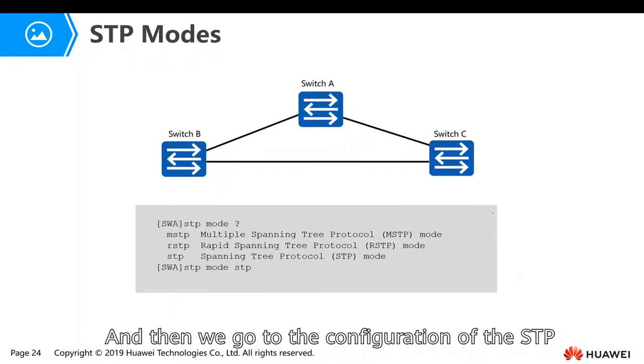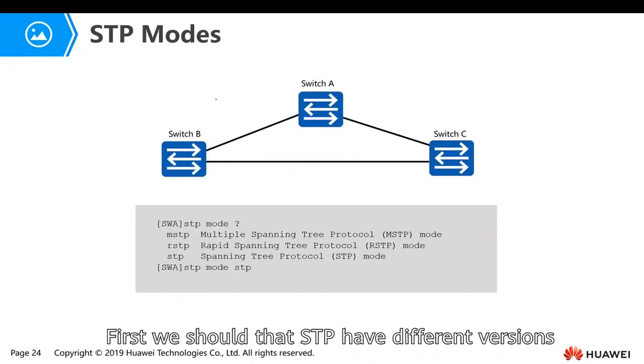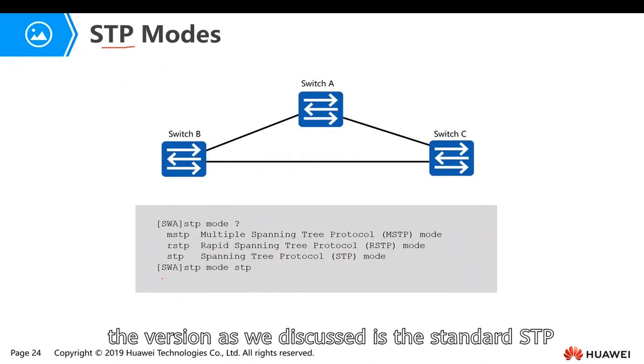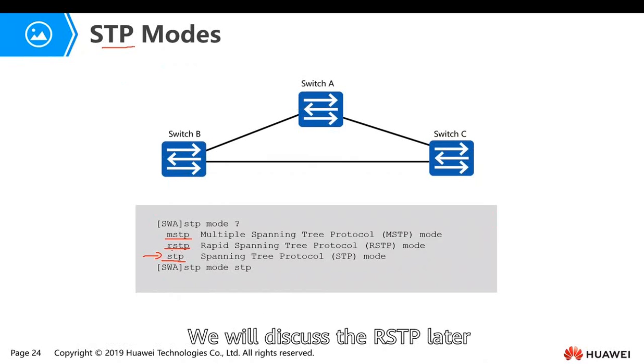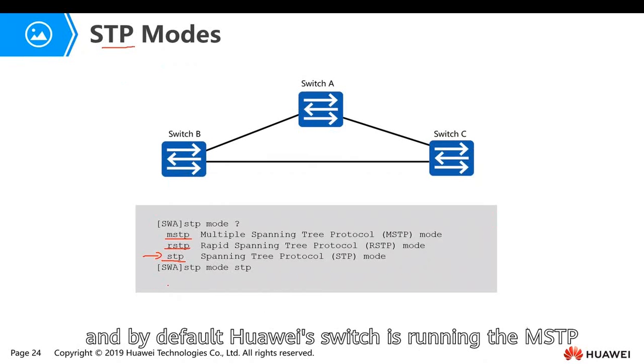And then we go to the configuration of the STP. Okay, and first we should know the STP has different versions. The version we have discussed is the standard STP. And there are two other versions, RSTP and MSTP. The RSTP we will discuss later. And by default, the Huawei switch is running the MSTP.